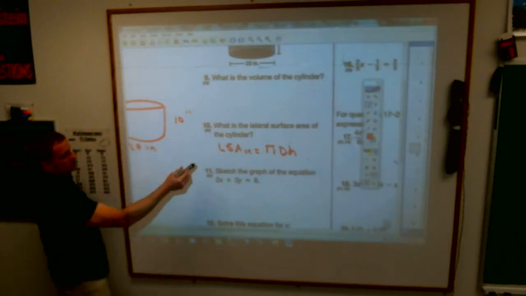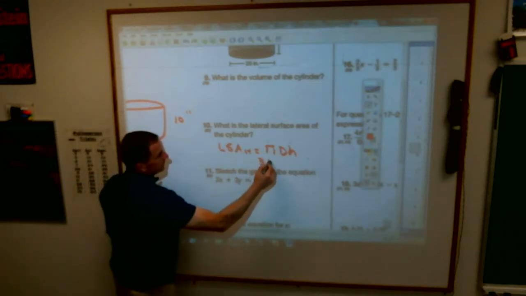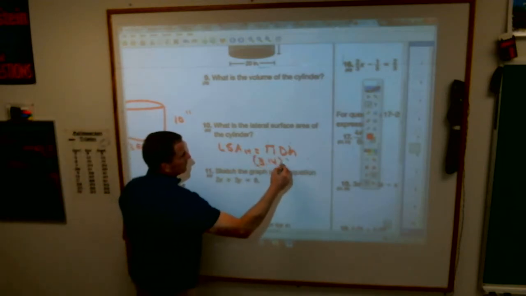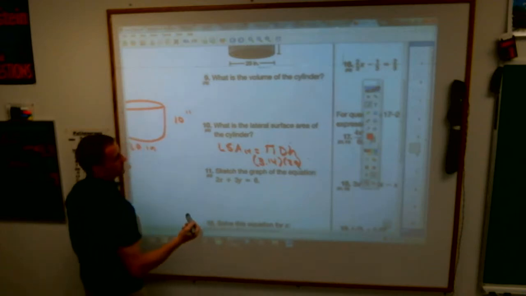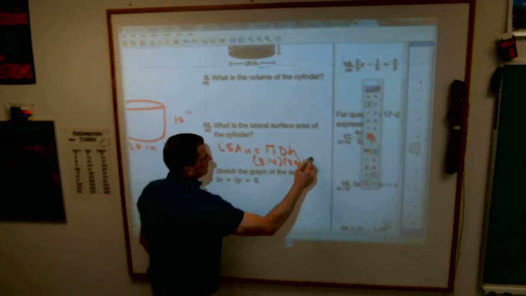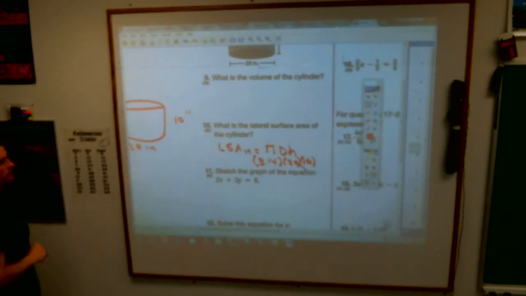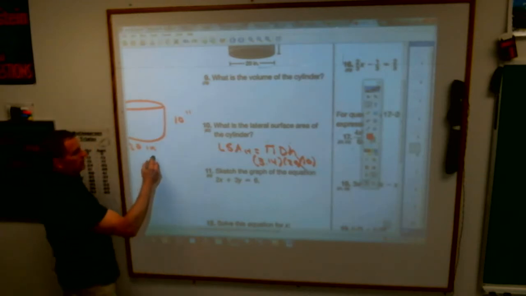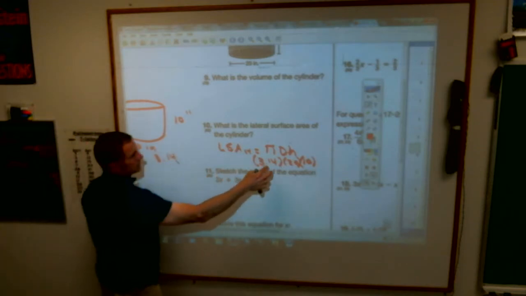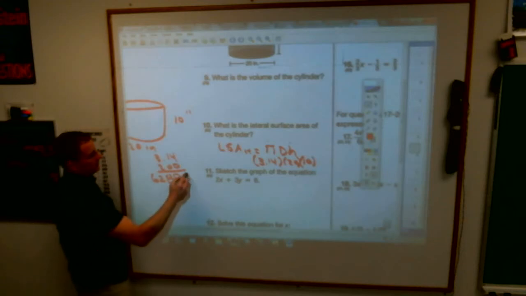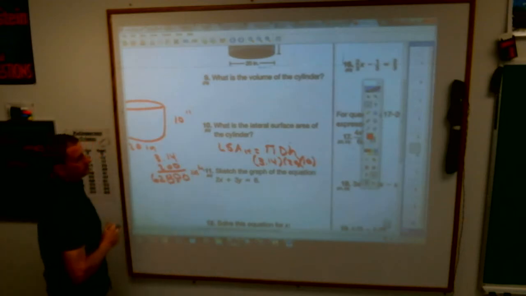So it is 3.14 times the diameter, which was 20 inches, times the height, which was 10 inches. Lateral surface area of the cylinder. So we end up taking 3.14 times 20 times 10, which is 628 inches squared.